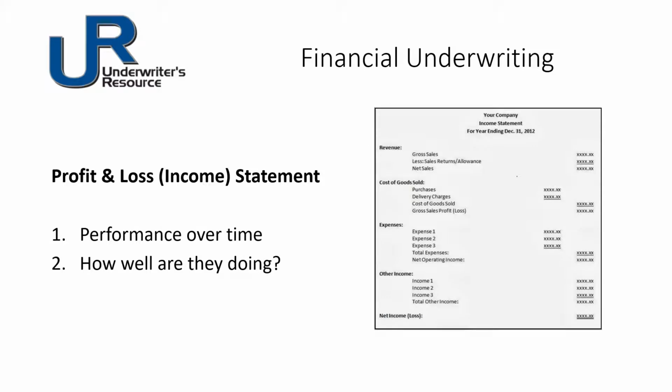The profit and loss or income statement is probably the one type of financial report that people are most familiar with. And as the name indicates, it shows whether the client is having a profit or loss. Obviously, the goal of any business is to make a profit, but the more important thing is that it's actually a measurement of their performance over a period of time. The goal of the P&L statement is just to see how well they are doing.